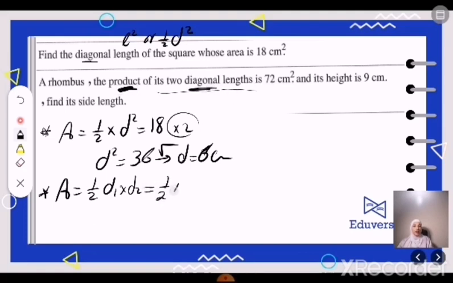He said that the product of the two diagonals is 72. So just half multiply 72. This is the area here. Half of 72, if you try to get this result, it will be 36.